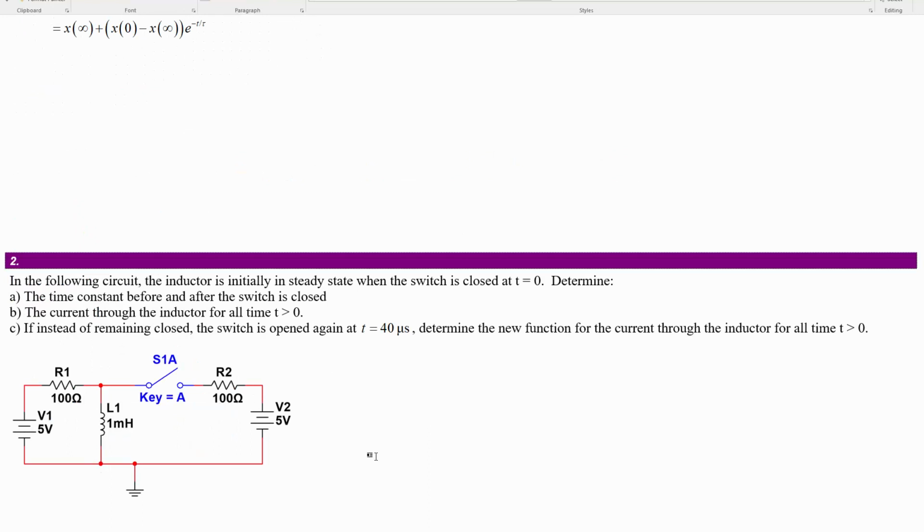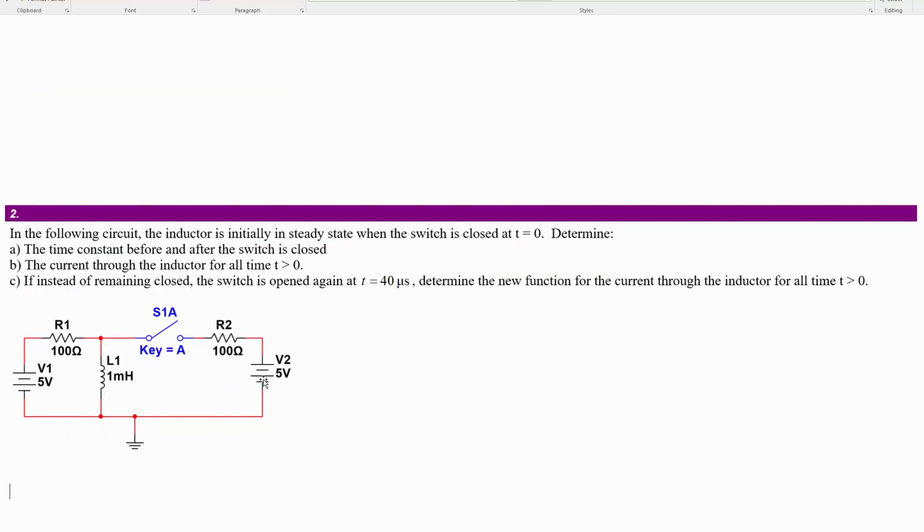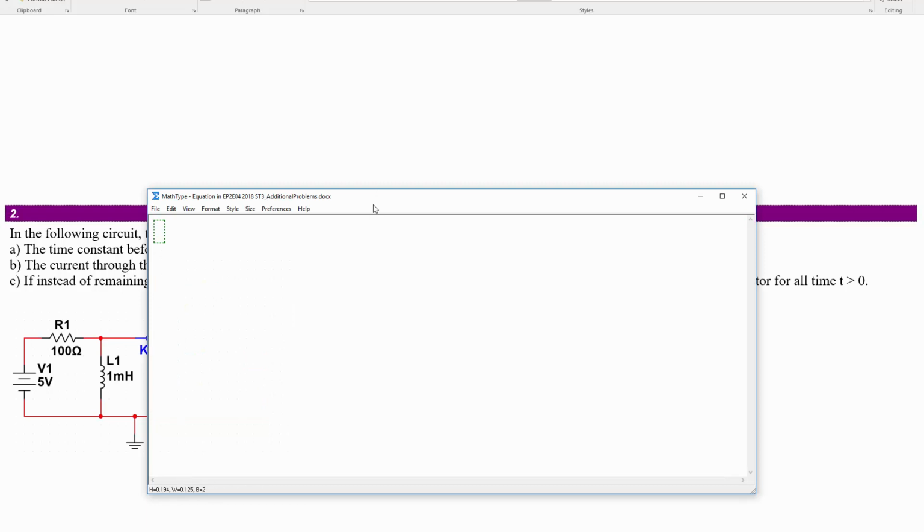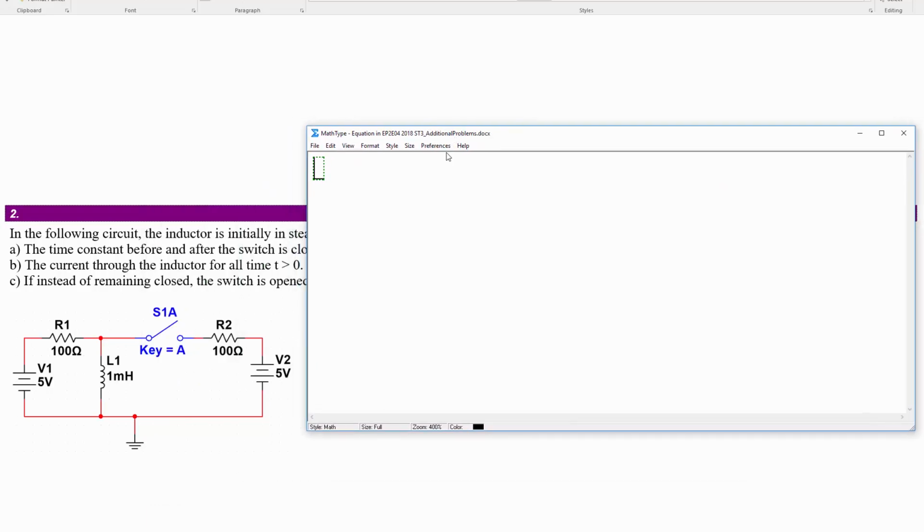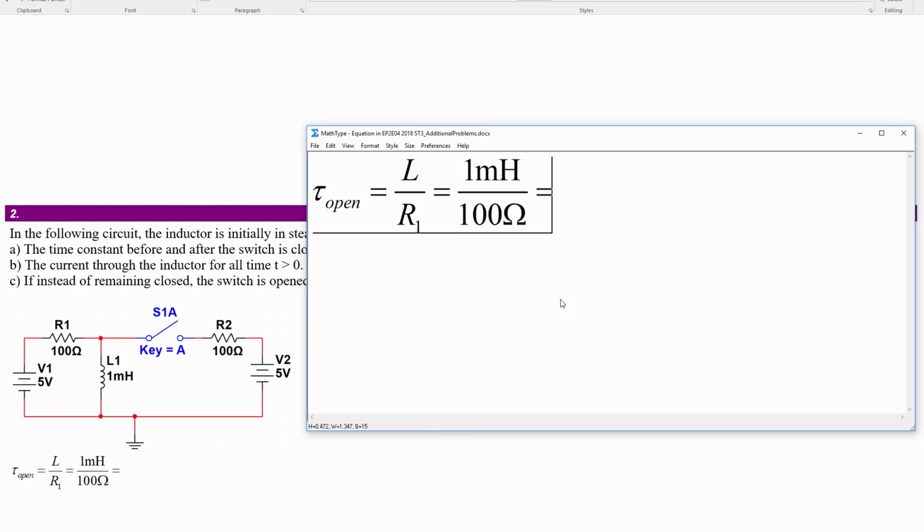All right, let's look at a different problem now. So this time we have a voltage supply here, and we're going to find the time constant again before and after the switch is closed. And so the resistance is a little bit different because we've got R1 and R2 now the same. We've got tau open is equal to L over R1, which is 1 millihenry over 100 ohm. And that would be 10 microseconds.